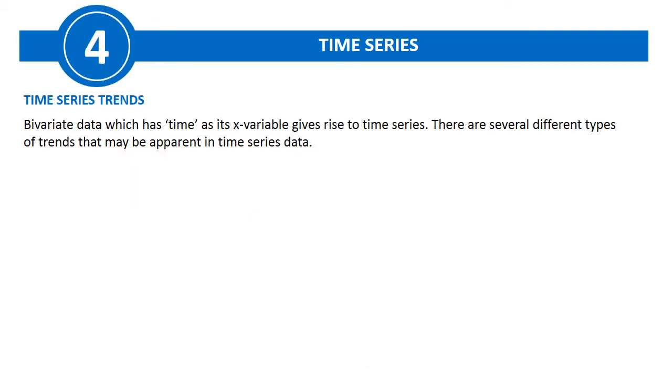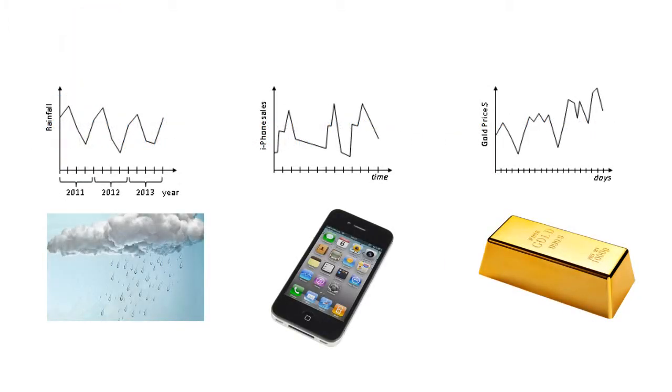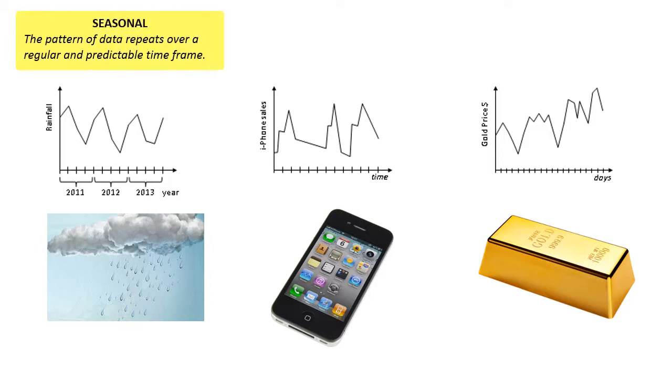This video is about time series trends. Bivariate data, which has time as its x variable, gives rise to time series. There are several different types of trends that might be apparent in time series data. If a pattern of data is repeated over a regular and predictable time frame, it is known as seasonal data.